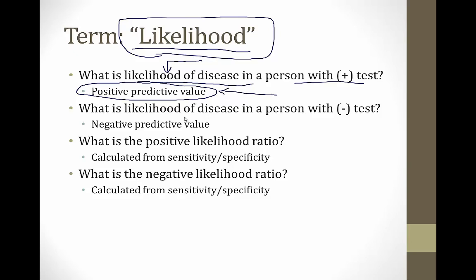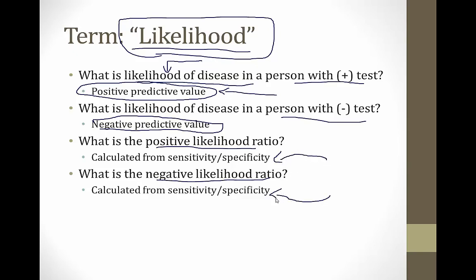By the same logic, if they ask for the likelihood of disease in a person with a negative test, it's the negative predictive value. If they want the likelihood ratio, they're probably going to ask you directly what is the positive likelihood ratio or the negative likelihood ratio. And for questions like that, remember that these numbers come from the sensitivity and specificity, and remember some of the things I showed you on the last few slides. And that concludes our module on diagnostic testing.